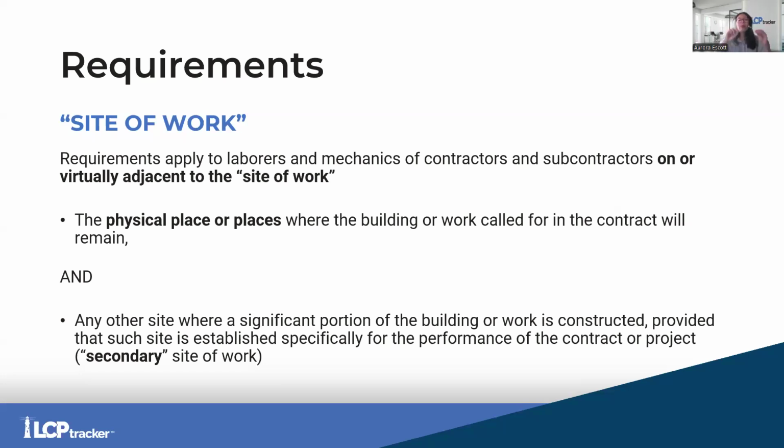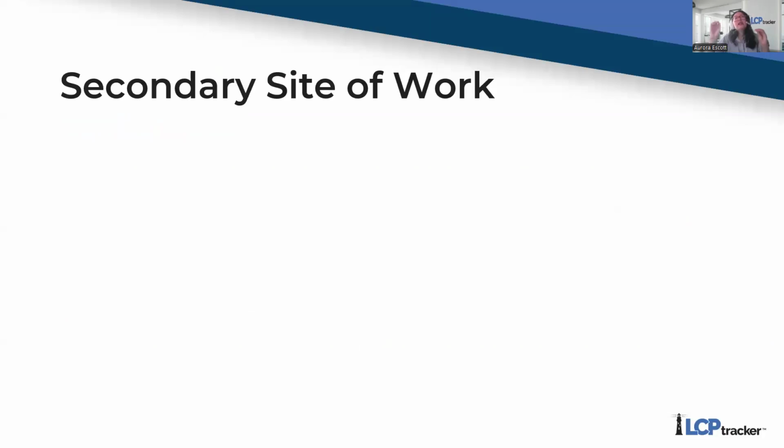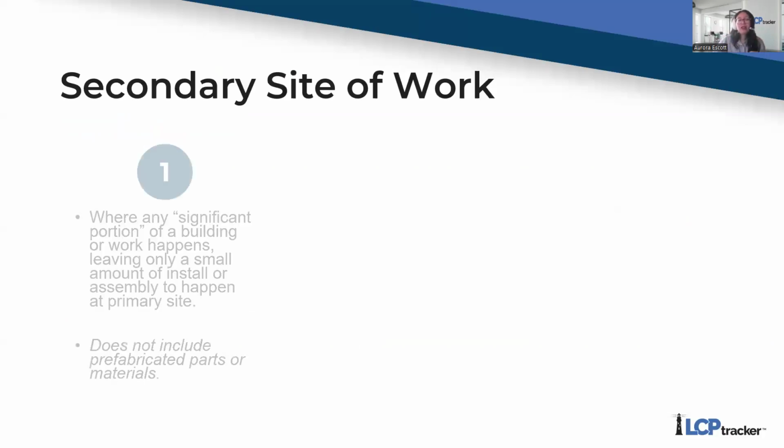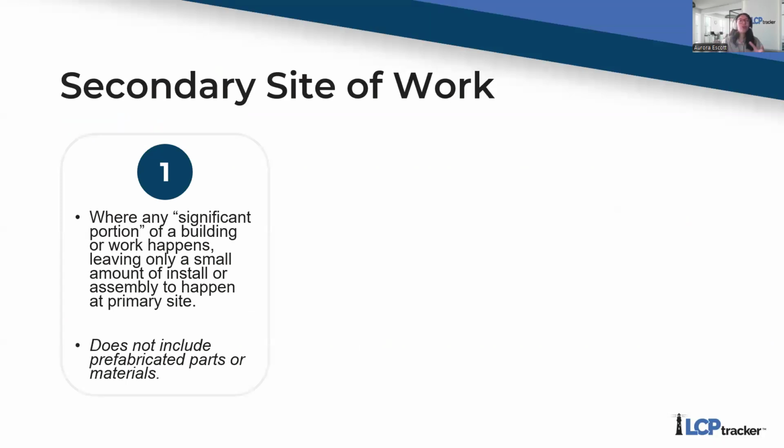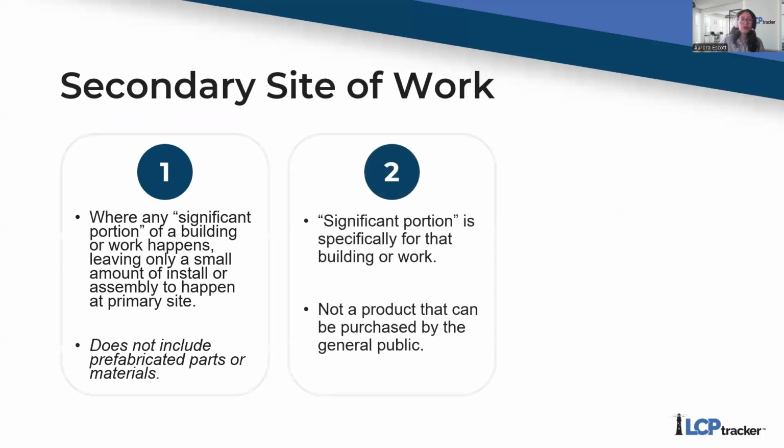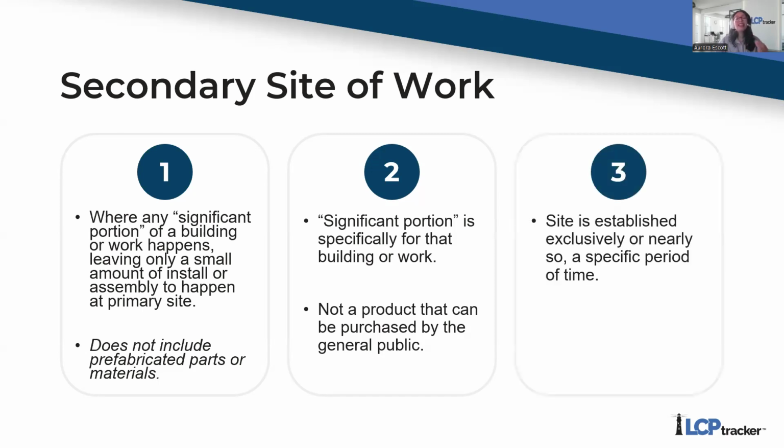Now, a secondary site of work has to meet a couple of things. Okay, now the secondary site of work would be a location where a significant part of the building of the project happens, and this does not include a location that manufactures prefabricated parts. This secondary site of work would need to create items for that project that cannot be purchased by the general public, and the site needs to be established exclusively so for a specific amount of time. That's a lot of mumbo jumbo, Aurora. Give us an example. I got you.